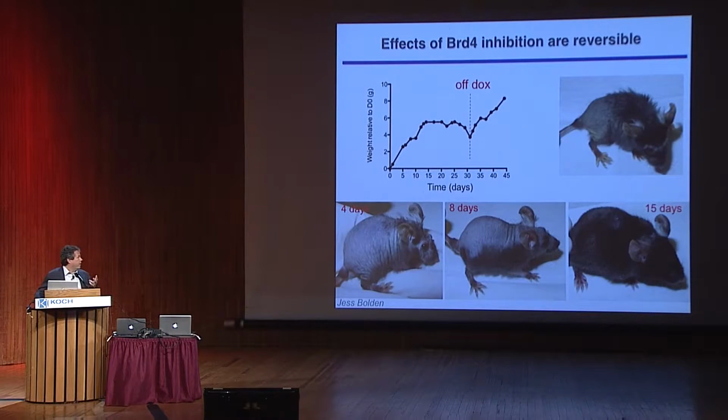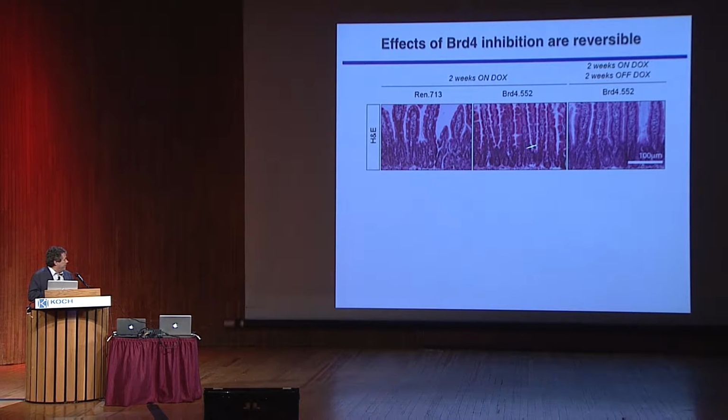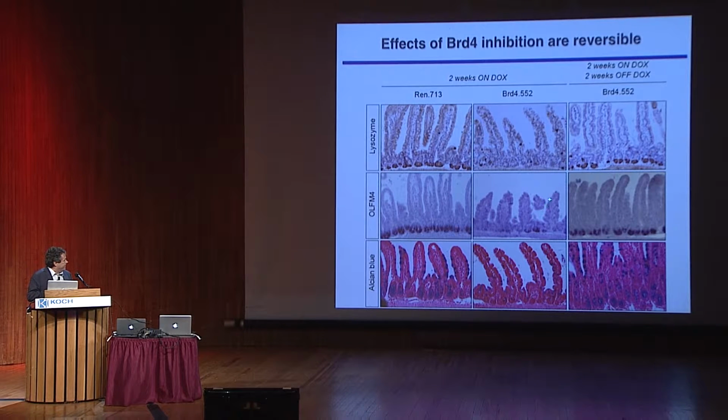So if we do this, we see immediately that the mice begin to gain weight, and within the matter of a couple of weeks, all of the hair is regained. If we look in the intestine, again, it's hard to see here, the morphology returns to normal, and if one looks at the different cell types, here we have BRD4 suppressed, here 2 weeks after it's back on, everything goes back to normal. And so we interpret these results to say that inhibition of BRD4 24/7 could produce some toxicities, but they're reversible.